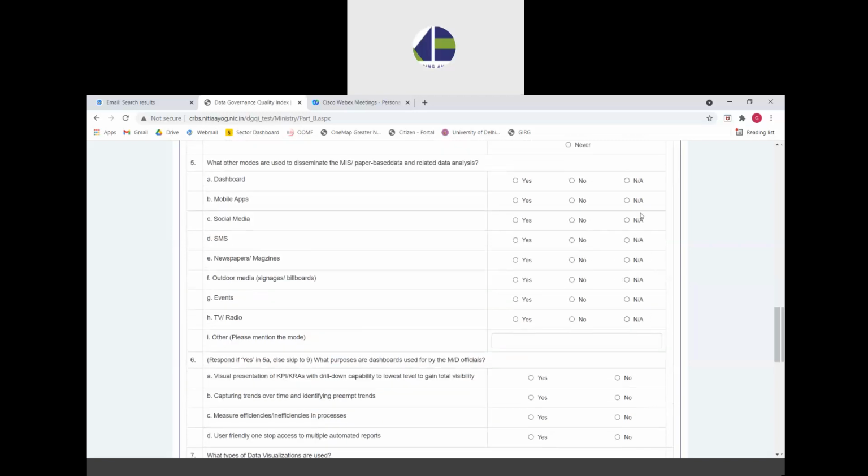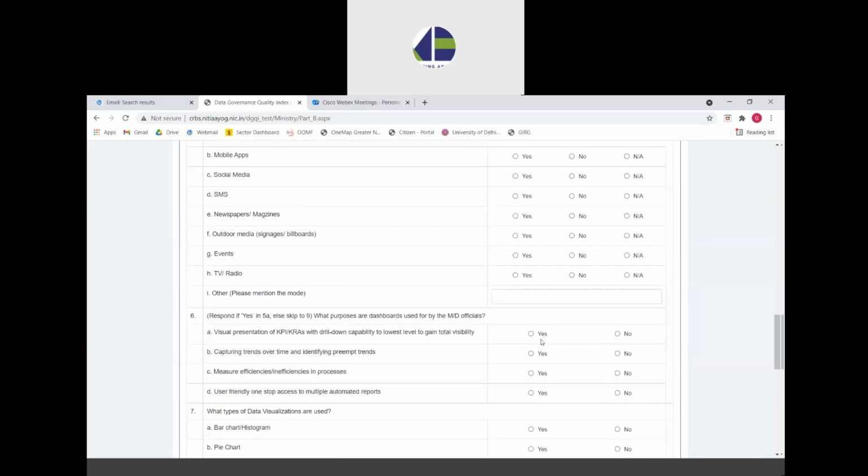Again, a word of caution here that ministries may please choose NA only if it is by the nature of the scheme that particular mode is not applicable for them. Let's say if it is a scheme that does not require sending SMS updates to users or beneficiaries because it is not a beneficiary based scheme, then it will be not applicable. But if it is a beneficiary based scheme, but the scheme is not using it, then it does not mean that it is not applicable. Then the appropriate response should be no. So please be careful about the choice between no and NA based on the nature of the scheme.